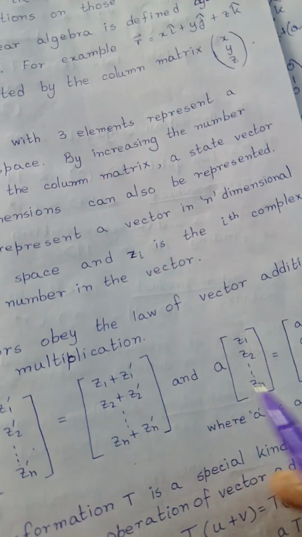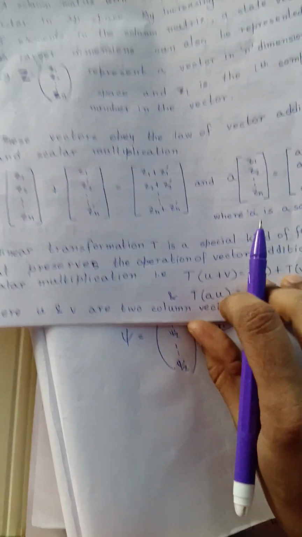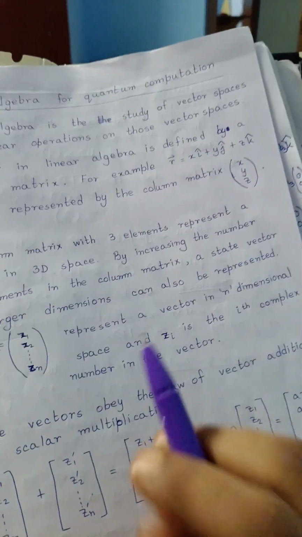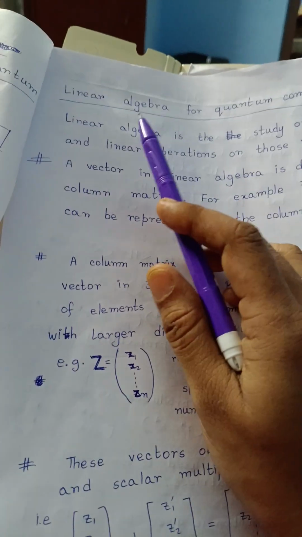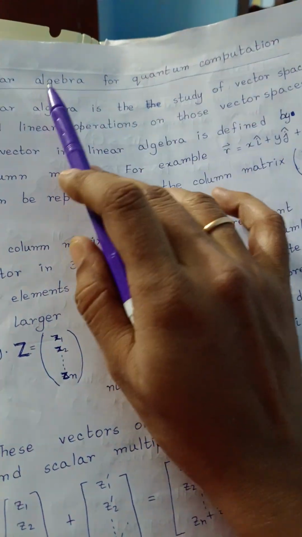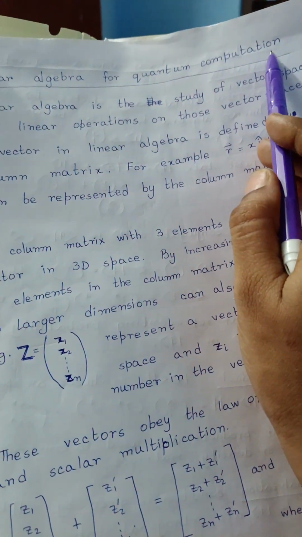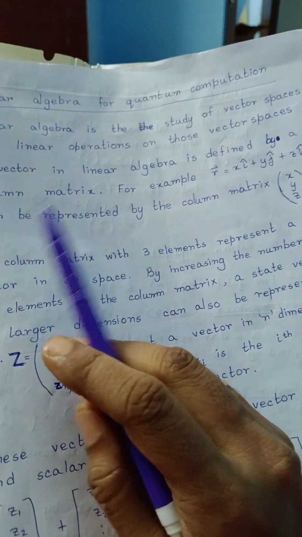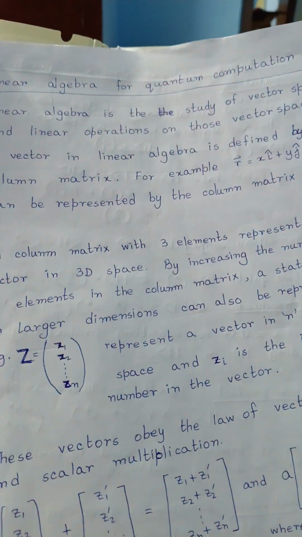These are the two basic laws obeyed by linear algebra, which constitute linear algebra. So this is linear algebra for vector analysis. Next we will discuss linear algebra for quantum computation. We have not gone to that part yet. But before going to that part, we will briefly discuss Dirac's bra and ket notation in our next video.